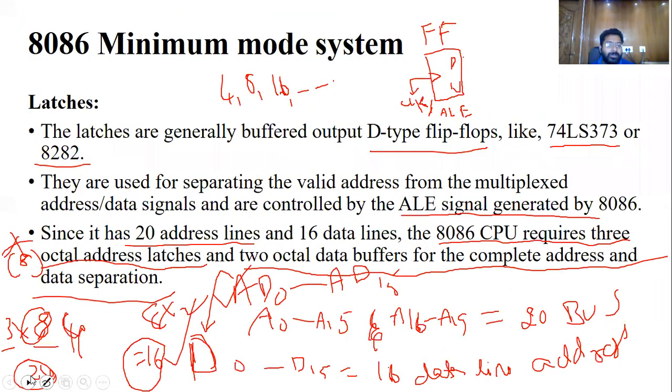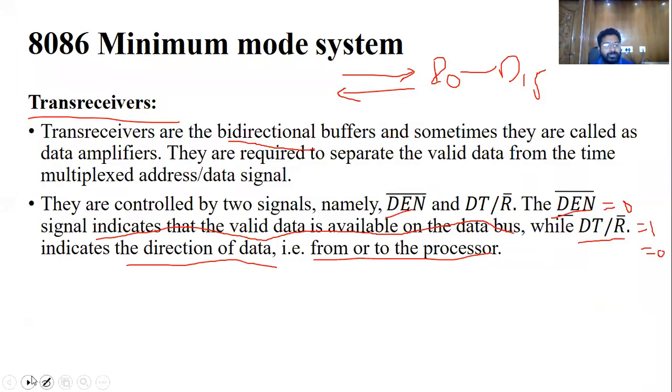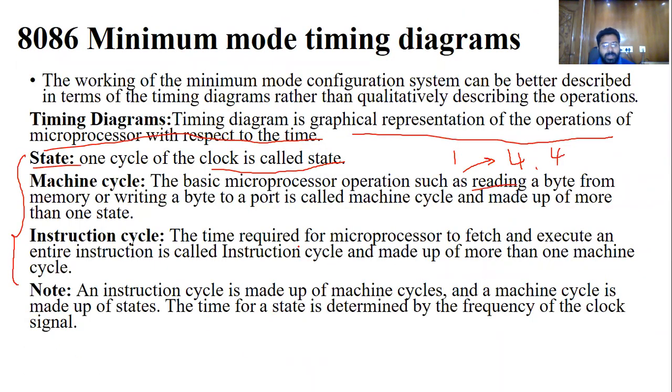A group of machine cycles is required to complete an instruction. See this: the time required for the microprocessor to fetch and execute an entire instruction is called the instruction cycle. For performing this instruction cycle, the microprocessor needs to perform more than one machine cycle. So it's very simple.